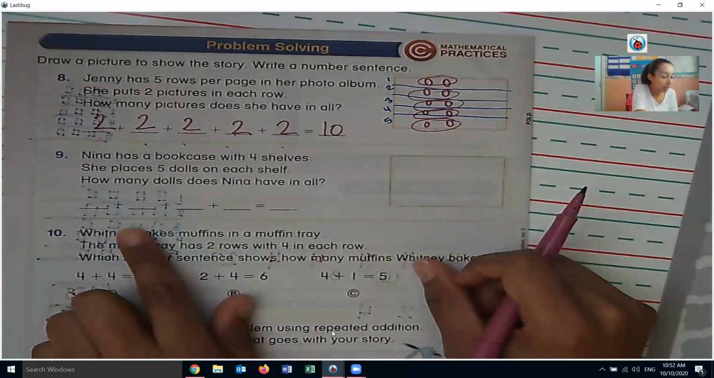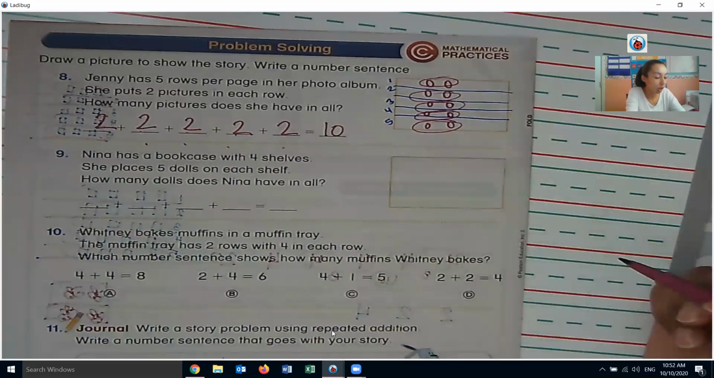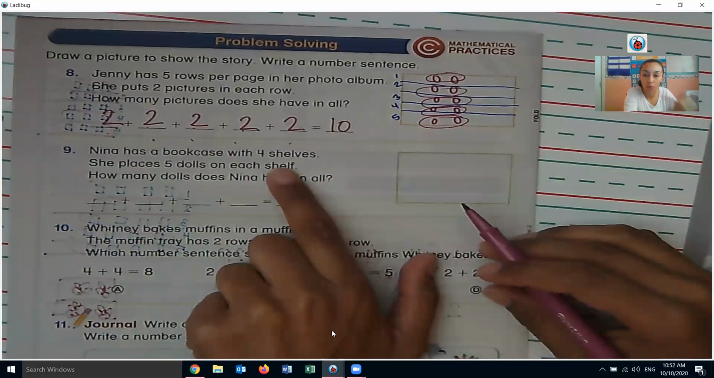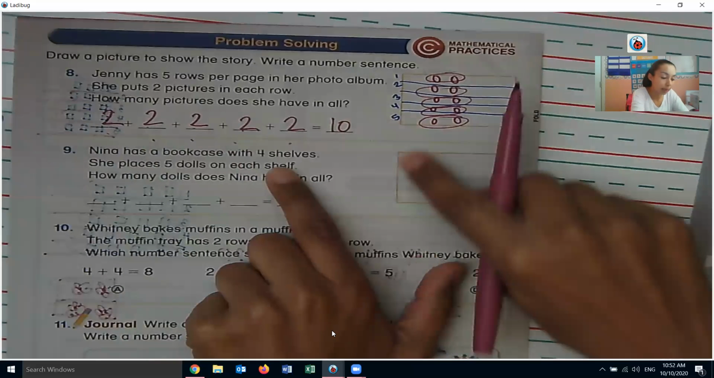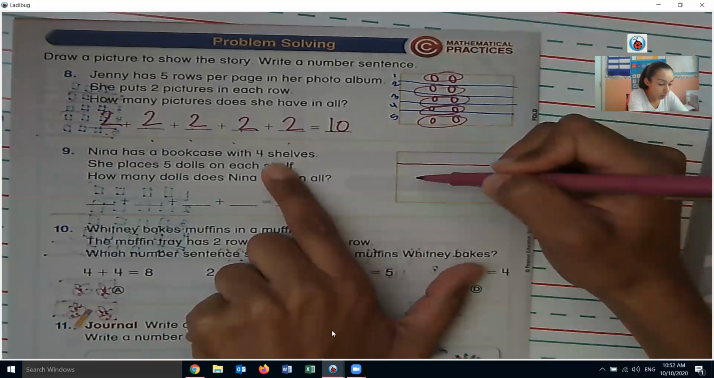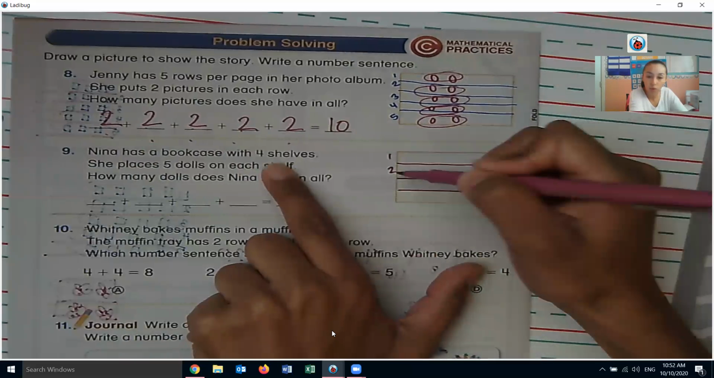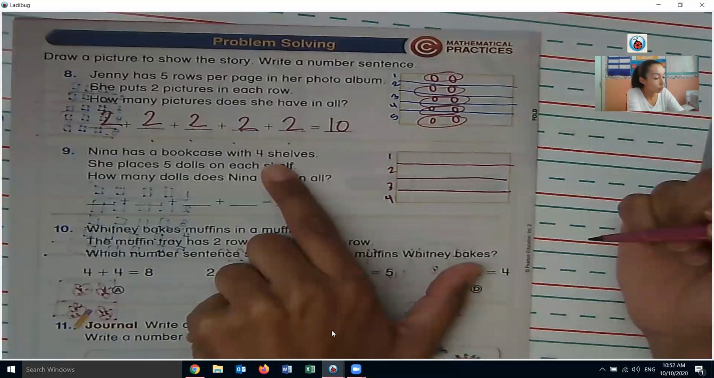Number 9, Nina has a bookcase with 4 shelves. So the trick is, however many shelves or rows you want, draw 1 less line in a rectangle. So if I go 1, I want to draw 3 lines, 1, 2, 3, then I'll get 1, 2, 3, 4. I'll get 4 shelves or 4 rows.